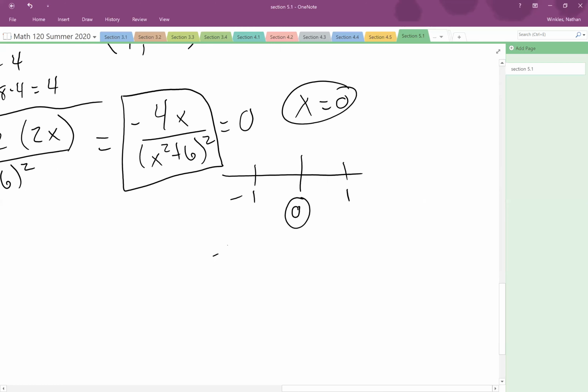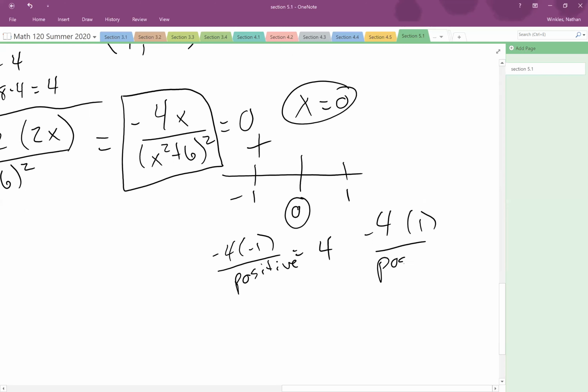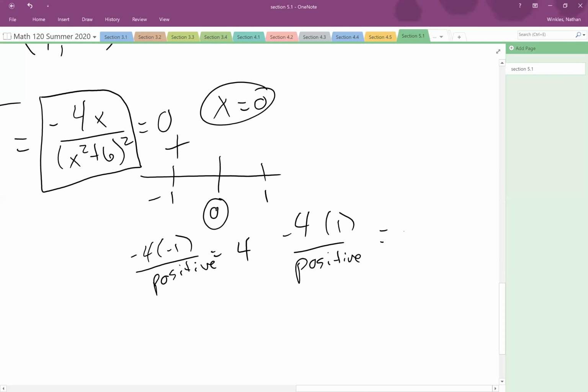So minus 4 times -1 over positive is 4. So it's positive. Plug in 1. -4 times 1 over positive gives us -4. So it's negative. So in this case, we are increasing from -infinity to 0.